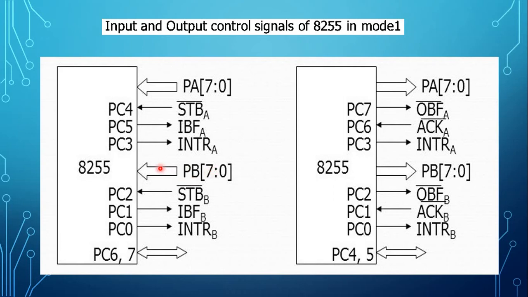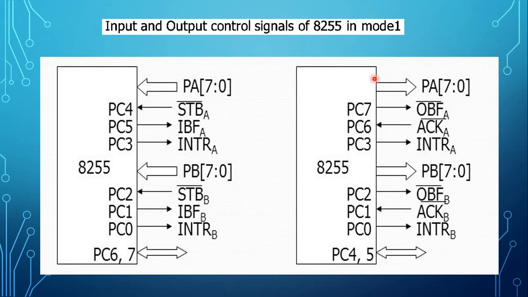The remaining signals, that is port C, are control signals for port A and port B operation. PC3 to PC5, that is PC3, PC4 and PC5, are control signals for port A operation. Then PC0, PC1 and PC2 act as control signals for port B operation. PC6 and PC7 are not used and can be used in mode 0, that is simple I/O mode. So this is input in mode 1.